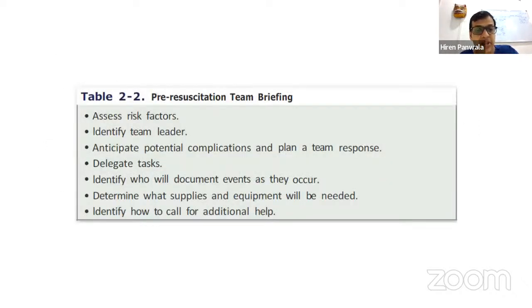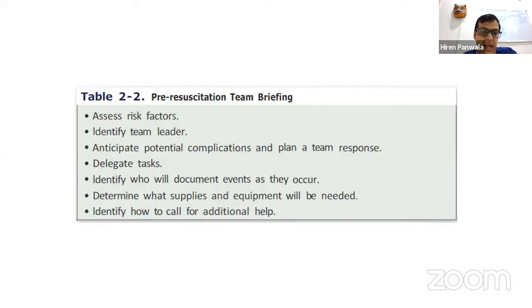Pre-resuscitation team briefing is what we have discussed: we should know the risk factors and the complications. We should identify the team who will be doing these things and delegate tasks. If there are three people attending the delivery, we should tell the nurse, you are looking after the saturation probe. The other junior doctor, maybe you can look after the airway. The third person can look after the cardiac massage, chest compression if needed. All these things, if predefined, will lead to less confusion during the process of resuscitation.